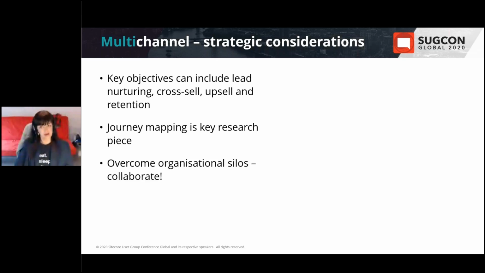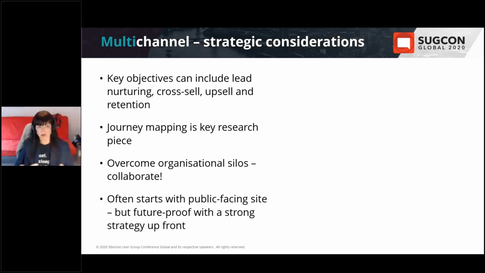And you have to overcome organizational silos. It doesn't seem like it would because it's just one brand, but often there are some serious organizational silos in this kind of situation. Marketing might own the public-facing side, the call center or customer service might own the support site, sales might own the shop site, etc. And you need to get them together, right? This kind of rollout or this kind of personalization program often starts with the public-facing site first, but again, you want to future-proof it just like you did with the multi-regions with a really strong strategy upfront.